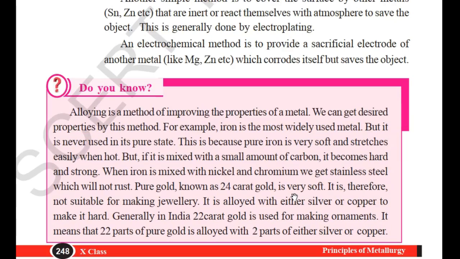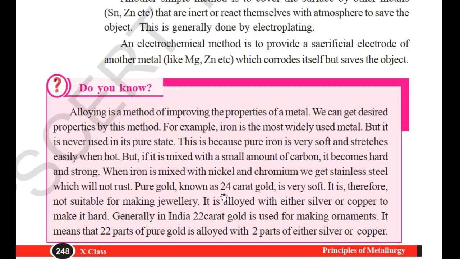Next we will learn about alloys. An alloy is a method of improving the properties of metals, so we get desired properties by this method. For example, iron is the most used metal, but it is never used in the pure state, because iron is very soft and stretchy, so it easily gets heated. But if you mix some amount of carbon, it becomes hard and strong. When iron is mixed with nickel and chromium, we get stainless steel, which does not rust, and which is used in your kitchen.